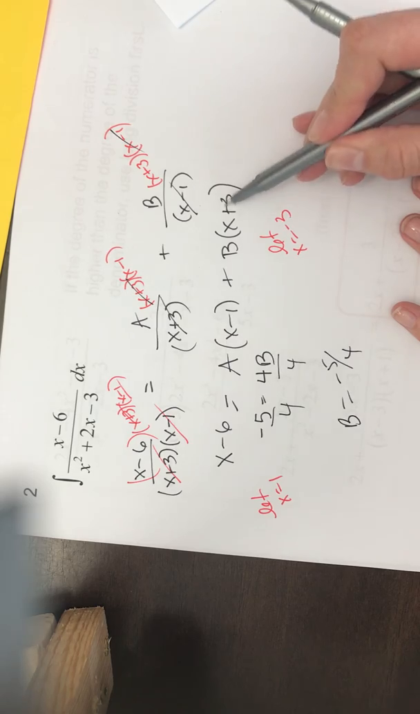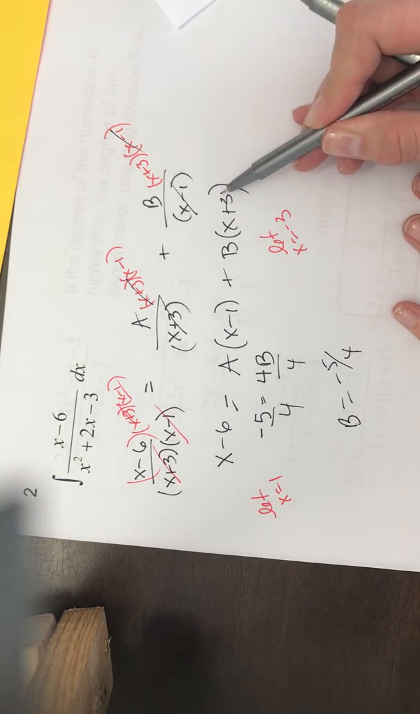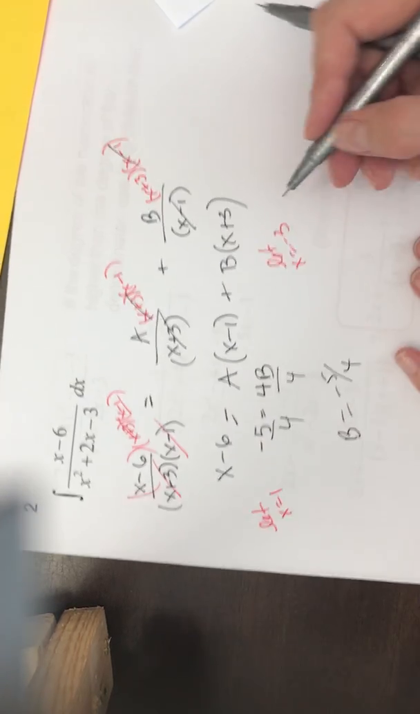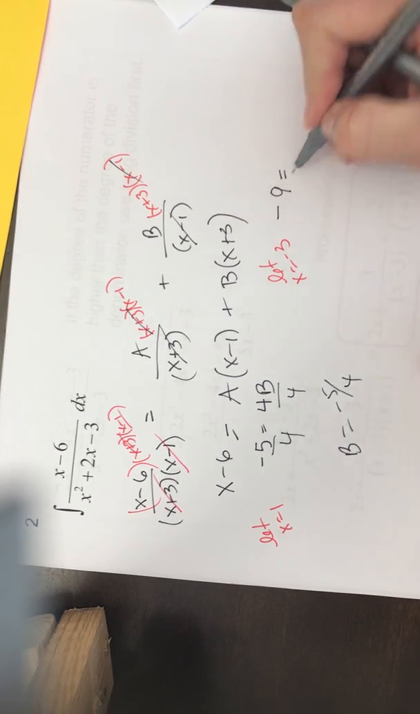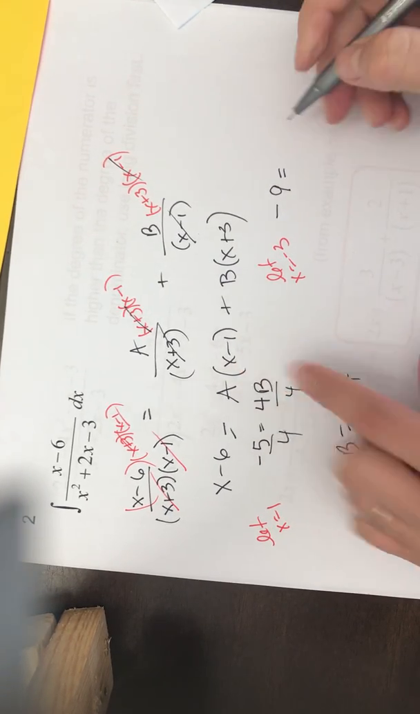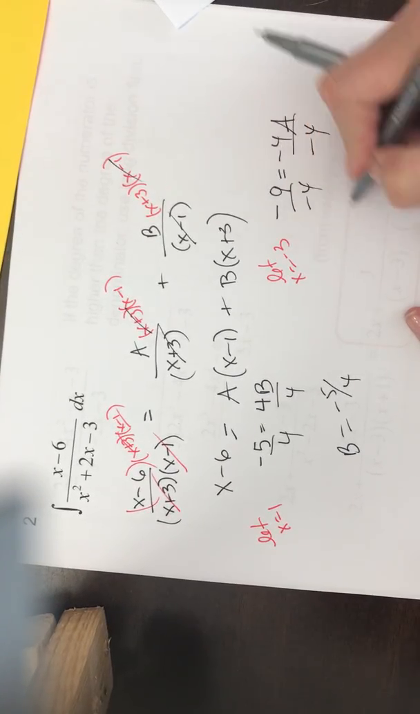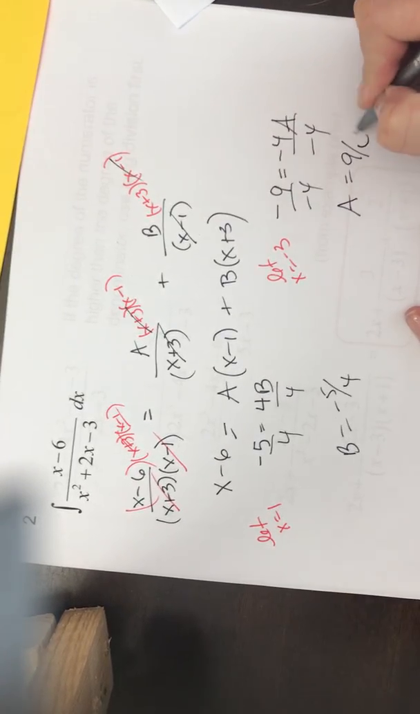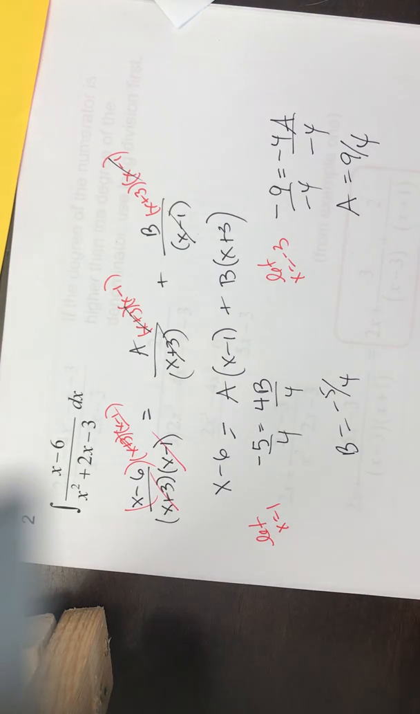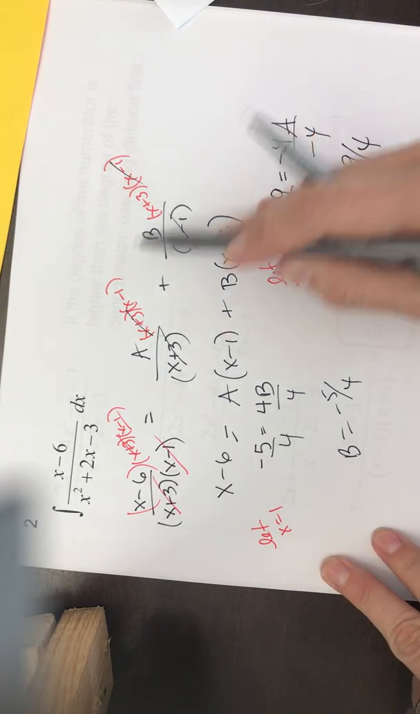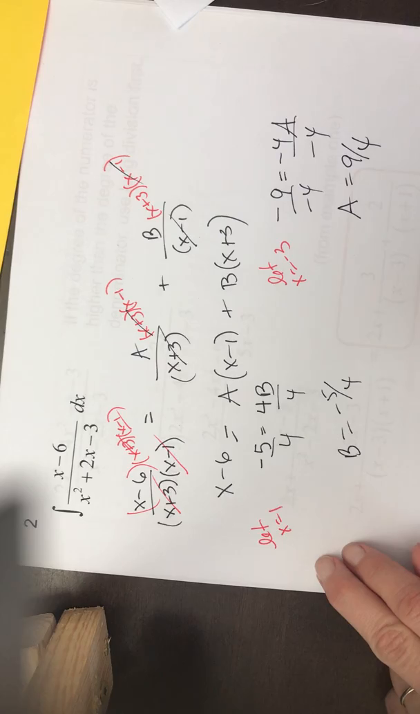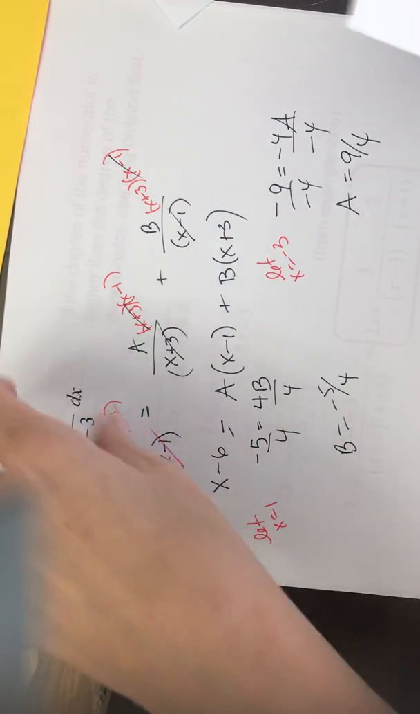Now let x equal negative 3. If this is negative 3, this one goes away. That's 0. Negative 3 minus 6 would be negative 9 equals. If this is negative 3, I get negative 4A. Solve for A, divide by negative 4, and A is 9/4. When you go to plug that in, I may need to use another sheet of paper. I don't know if I'm going to have enough room. Okay, I'm going to rewrite that.